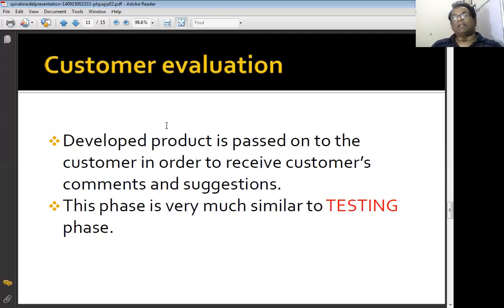The last thing is customer evaluation. Finally, we fall into a situation which decides whether the developed product is a pass or a fail, or an approved product, in order to receive the customer's comments and suggestions. As we finalize our system development, we come in front of the customer just to find out how much he is supporting that particular strategy or style which we have adopted.